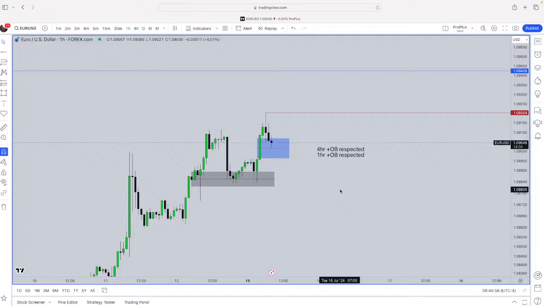Nice, bro, nice. So yeah, 1 minute high got swept, then nice displacement lower. Used the bearish breaker for an entry to target the 15-minute lows. Yeah, nice.